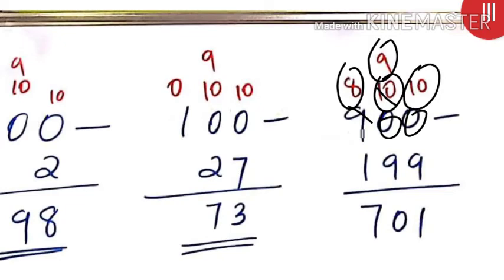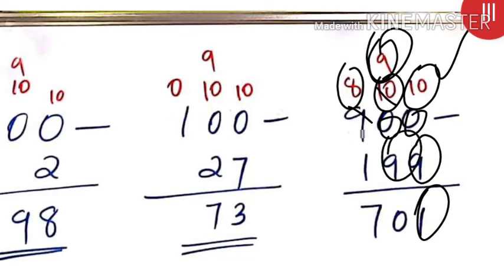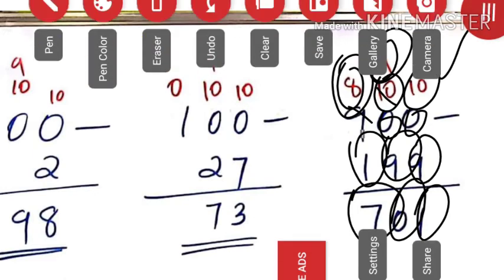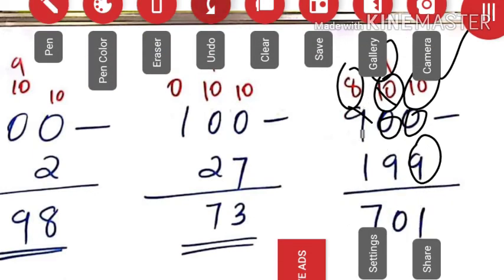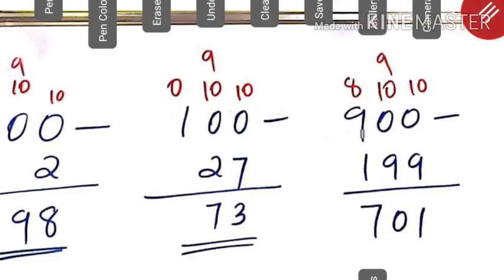Now we can do the subtraction. 10 minus 9 is 1. 9 minus 9 is 0. 8 minus 1 is 7. So 701 is the answer.